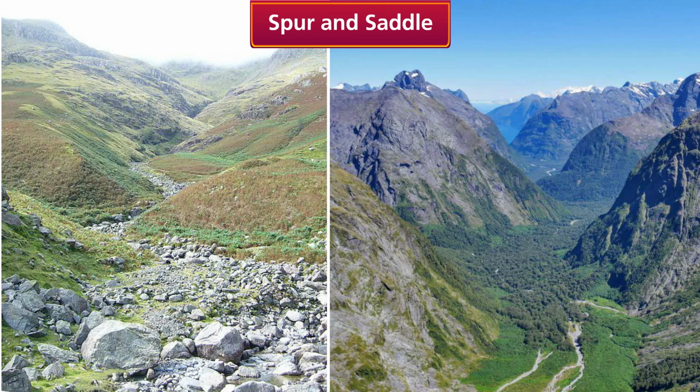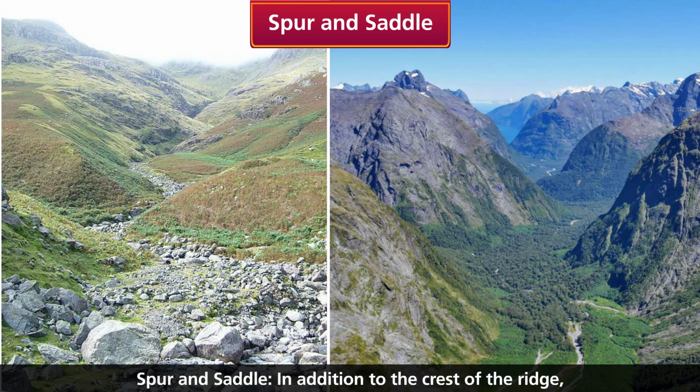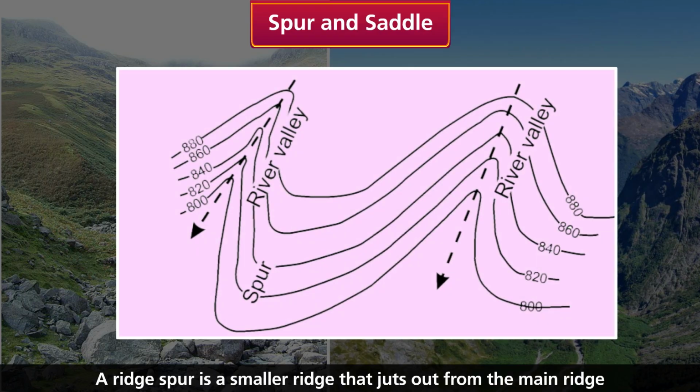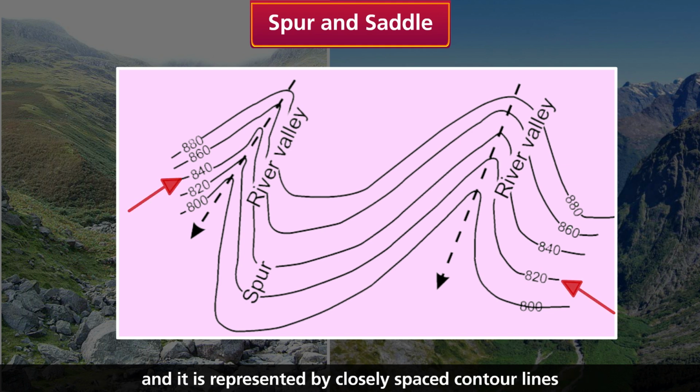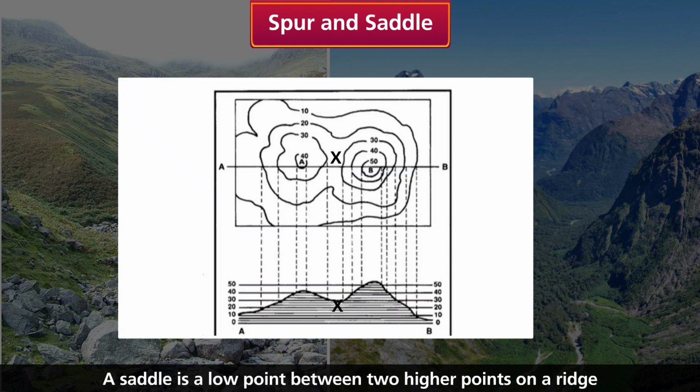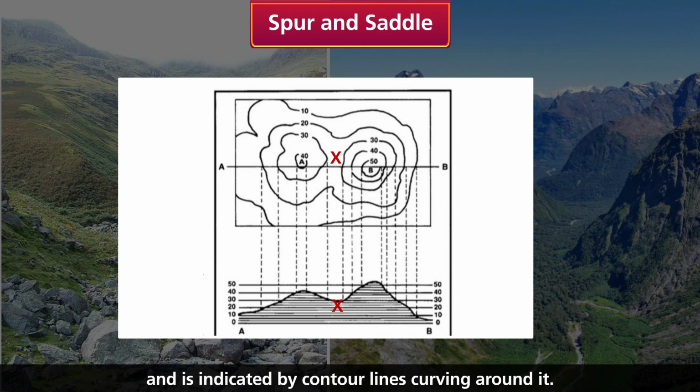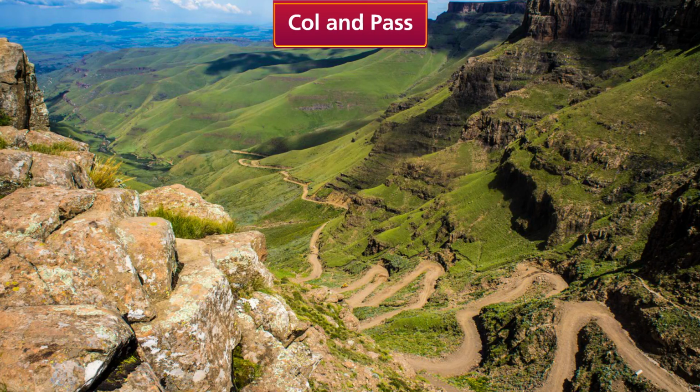Spur and saddle. In addition to the crest of the ridge, there are ridge spurs and saddles. A ridge spur is a smaller ridge that juts out from the main ridge, and it is represented by closely spaced contour lines extending from the main ridge. A saddle is a low point between two higher points on a ridge and is indicated by contour lines curving around it.